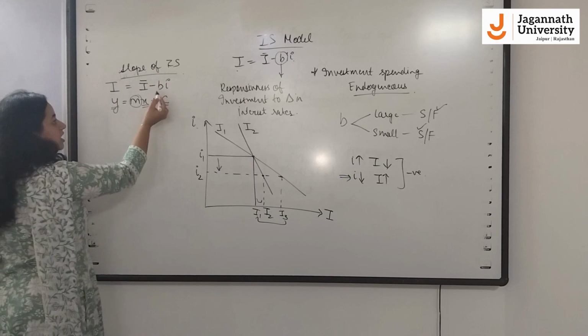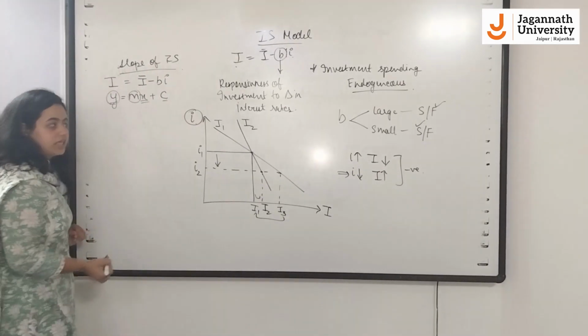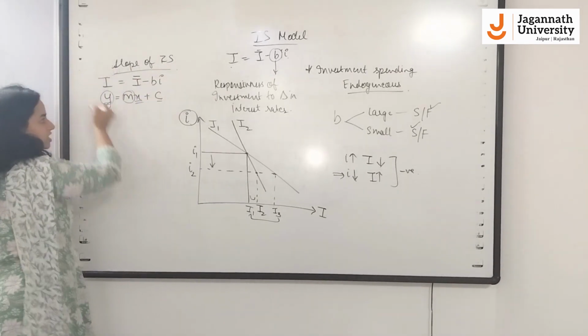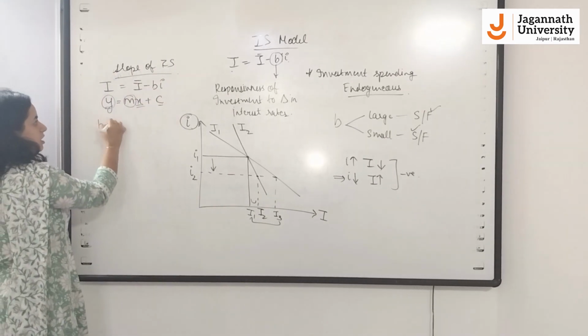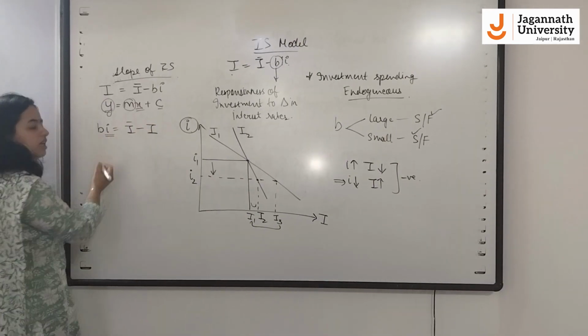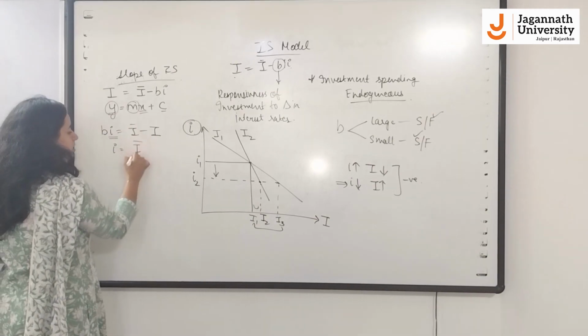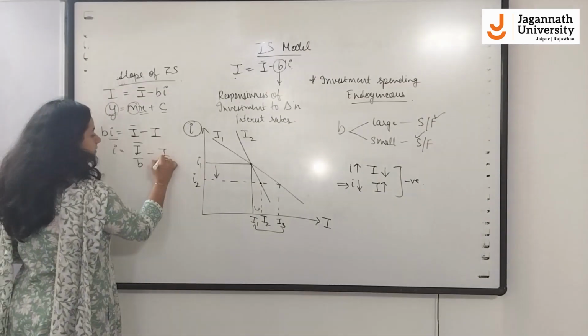How can I do that? I need the y-intercept. What is the y-intercept? Interest rate. So from this equation, let us take out the interest rate. It becomes bi is equal to I bar minus I. Again, I need to single out this interest rate, so I will divide by b. Here it becomes I bar by b minus I by b.